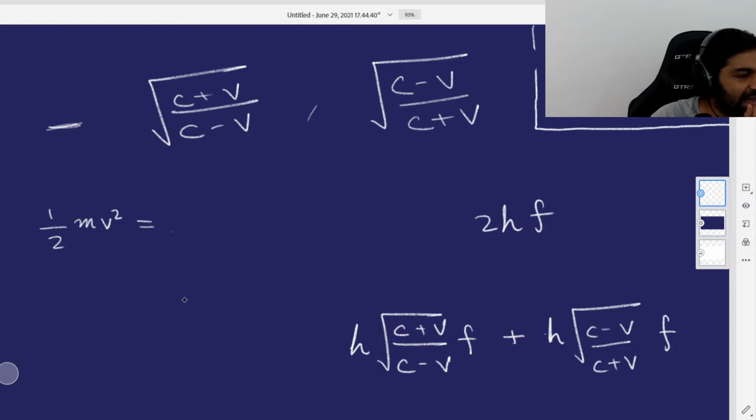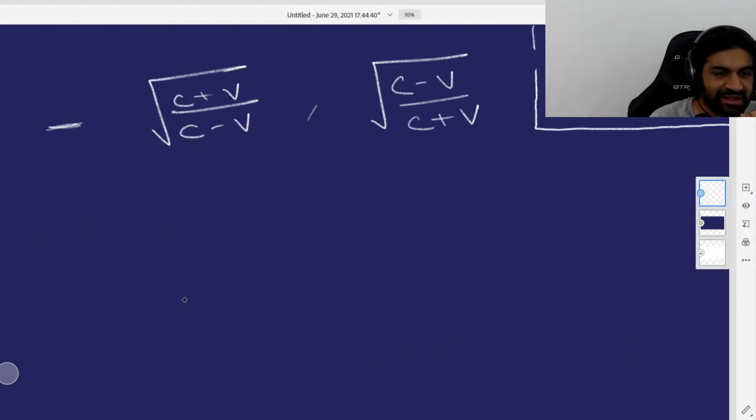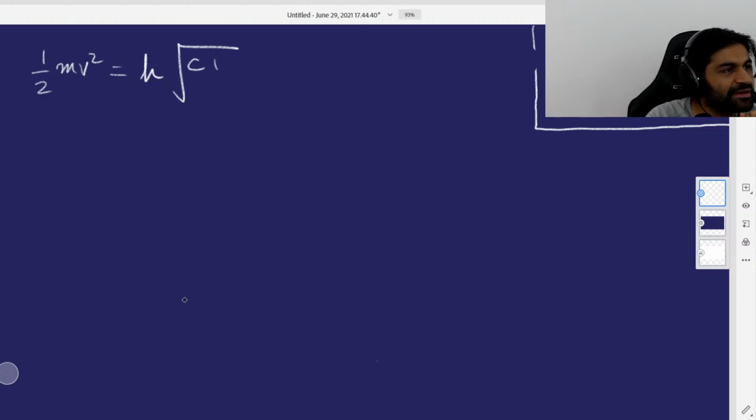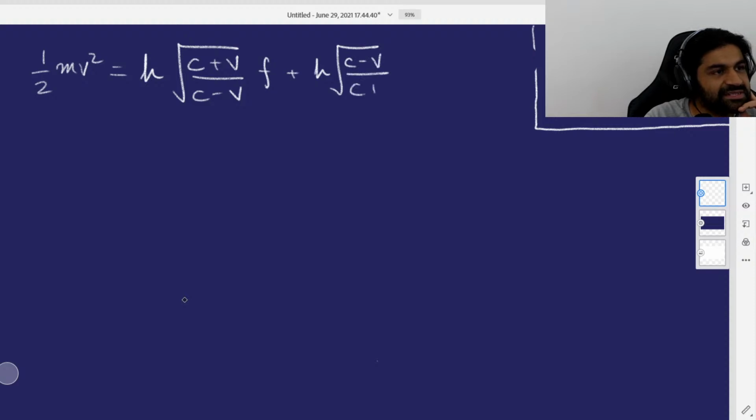So this is going to be h. I'm actually going to need a lot of room for this, so I'm just going to make a lot of room. So now you have 1/2 mv squared is equal to h times the square root of (c plus v) over (c minus v) times f, plus h times the square root of (c minus v) over (c plus v) times f, minus 2hf.